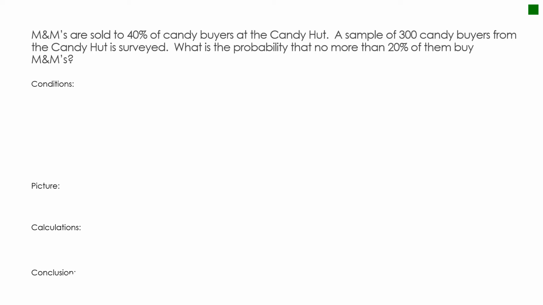So my first question is the M&Ms question, and again it says M&Ms are sold to 40% of candy buyers. That's P. That's what I'm expecting to see. Sample of 300, that means N is 300. Candy buyers from the Candy Hut is surveyed. What is the probability that no more than 20%? 20% is P hat. And no more than 20% gives me that I'm going to be dealing with the fact that X is less than or equal to 0.2 when I'm finding my Z-score and the probability and all of that.